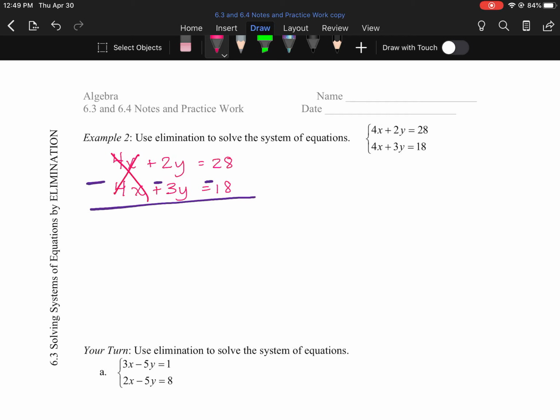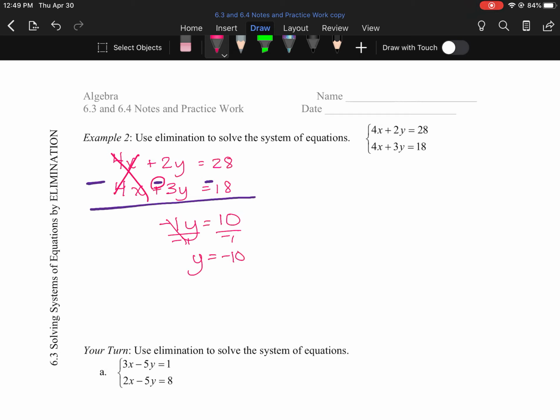So 4 minus 4 is 0, so that goes away. 2y minus 3y is -1y. And 28 minus 18 is 10. So now if I divide everything by -1, we get y is equal to -10.